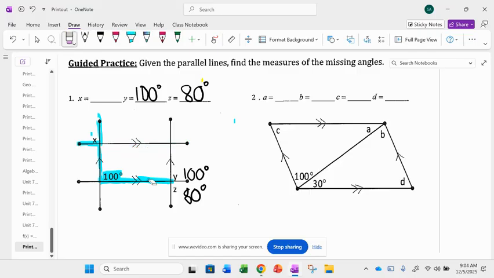Now, just a wild thought right now. Do you guys see the Z here? So we know the angles in the Z are equal, right? AIA. So I know this is 100. And what's the relationship between 100 and X? They are supplements, which means X has to be 80.